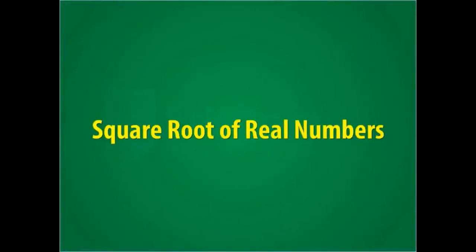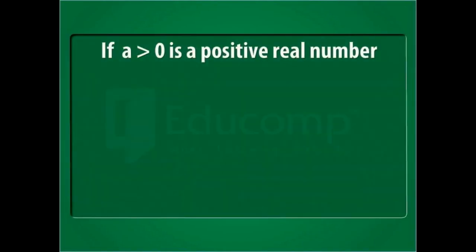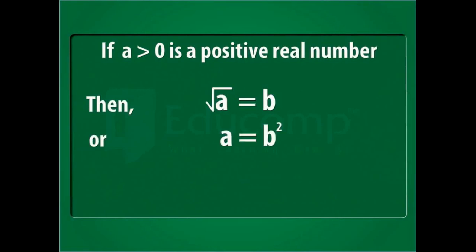Now let's learn about another operation, which is square root of real numbers. If a greater than 0 is a positive real number, then square root of a equals b, means a equals square of b and b is greater than 0. Now let's learn how to find square root of positive real numbers geometrically.